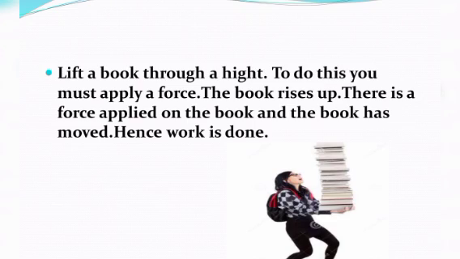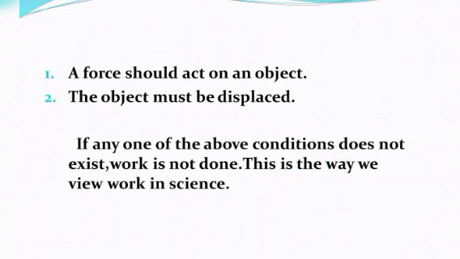Now look at the above situations. What does it reveal? It reveals that two conditions need to be satisfied for work to be done, right? Which are they? The first condition is a force should act on an object. And the second condition is the object must be displaced. If any one of the above conditions does not exist, work is not done. This is the way we view work in science.